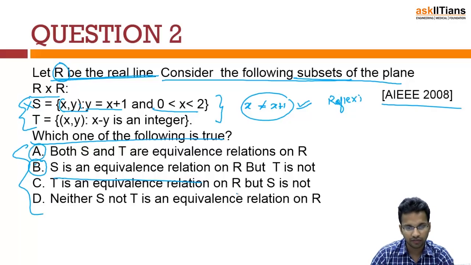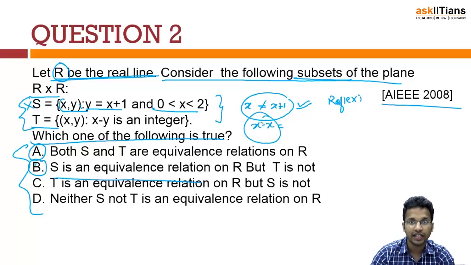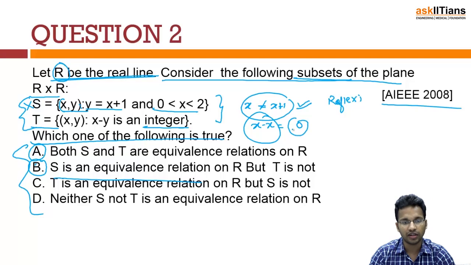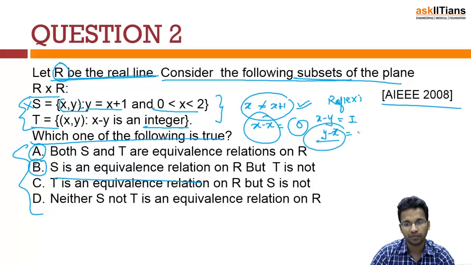Now the only options we have are C and D. Let us check for T. For T, for any integer x, x minus x is 0, which is always an integer, because any number subtracted from itself gives 0, so this will always be reflexive. For symmetric, you can check that if x minus y is an integer, then obviously y minus x will also be an integer.